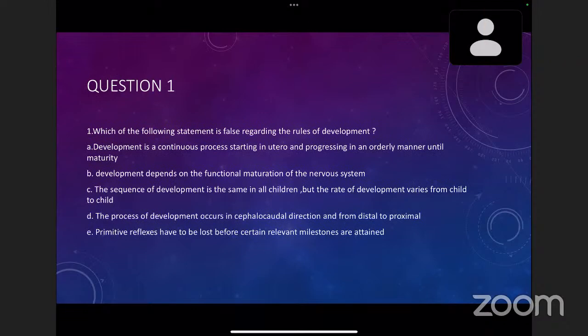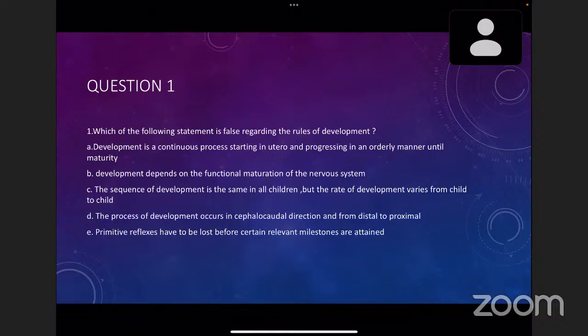Which of the following statements is false regarding the rules of development? As we go for growth and development, most of us think that both are the same. But in definition, both are different. For example, growth is nothing but an increase in number or size of the cells, where we can quantify that particular aspect. That is, growth can be quantified.